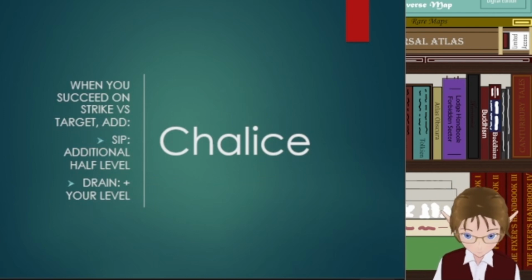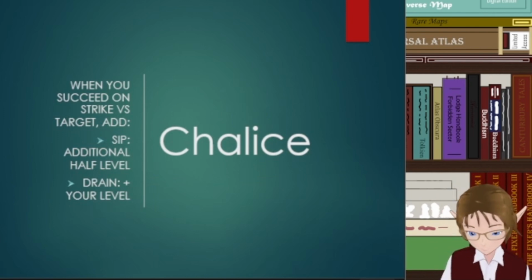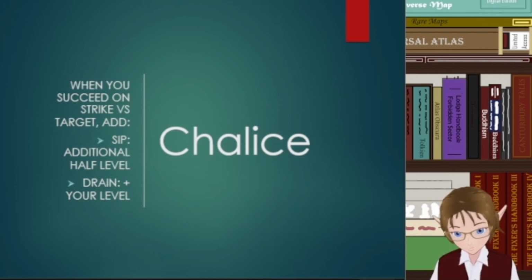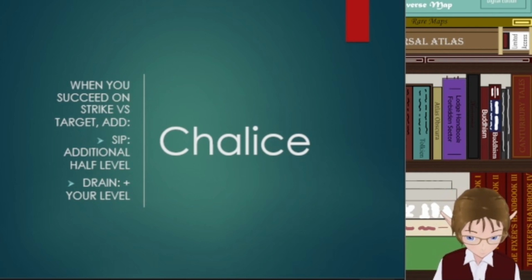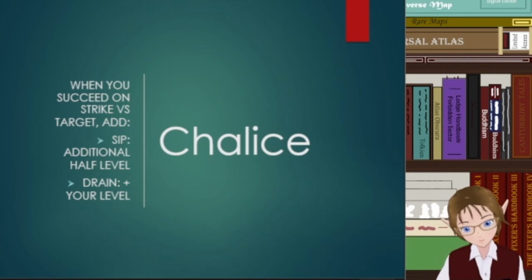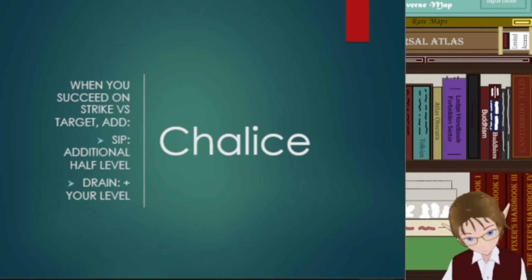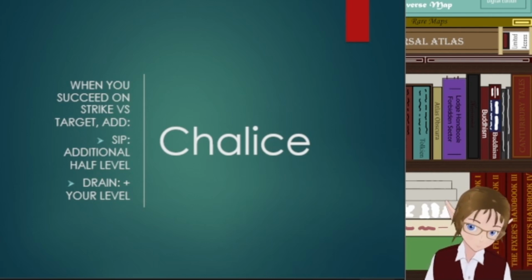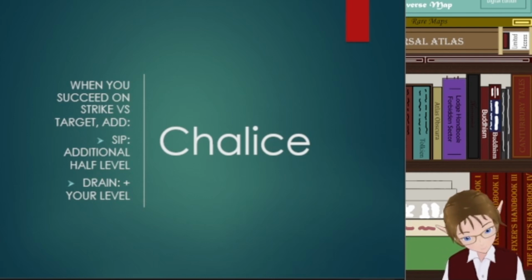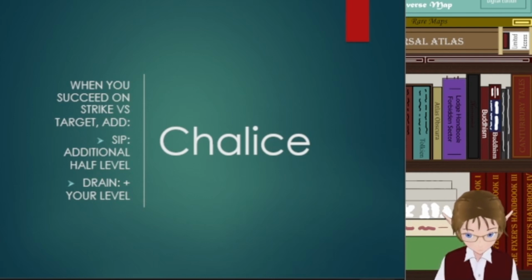The chalice lets you, whenever you succeed on a strike versus the target, add additional benefits to your sip and drain actions on your chalice. So for sip, you get to apply an additional half of your level to the hit points gained by whoever sips from the chalice. So if you're level 9, which is the first level which you get this, you get to apply an additional 5 temporary hit points to the target when they sip from your chalice, after you succeed on the strike, of course.